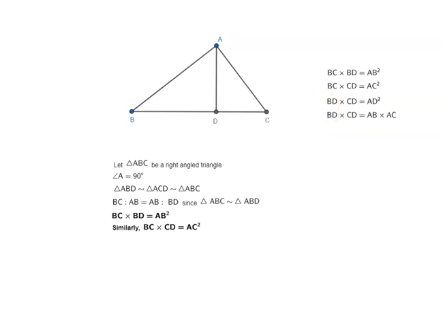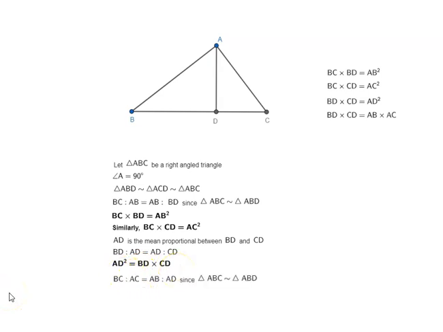Okay, now let's look at the third one. AD is the mean proportional between BD and CD. Means we can write it in proportion. BD is to AD as AD is to CD. And again, taking the product of the means and the product of the extremes, we can say AD square is equal to BD by CD. Again, we read it as the square on AD is equal to the rectangle formed by BD and CD.